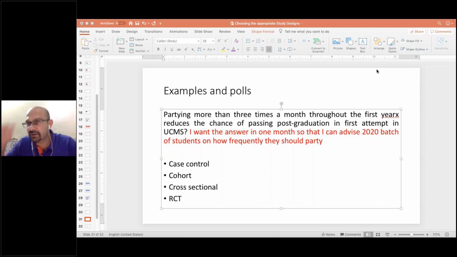Now what is the difference between matching and random? So actually I wanted to ask, between matching and randomization.